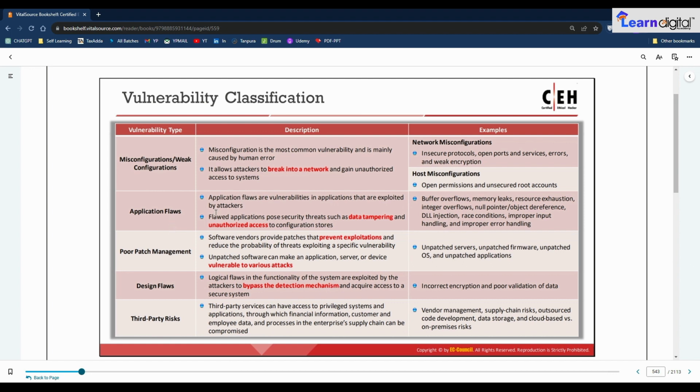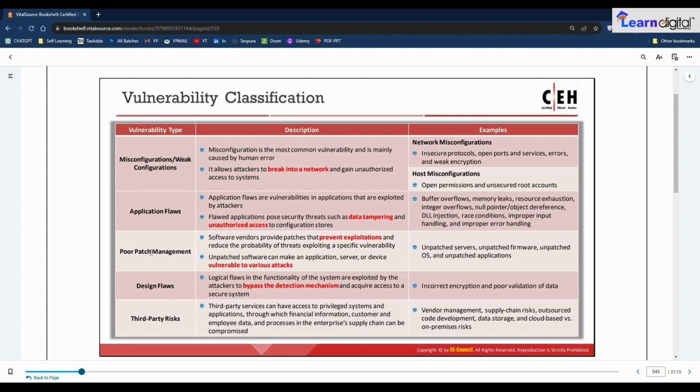But applications should be secured using validation and authorized users, right? Because flawed applications pose security threats such as data tampering and unauthorized access to the configuration stores. If applications are not secured, then sensitive information may be lost or corrupted. Hence developers must understand the anatomy of common security vulnerabilities and develop highly secure applications by providing proper user validation and authorization. You can see there are a lot of examples like buffer overflows, memory leaks, resource exhaustion, and so on.